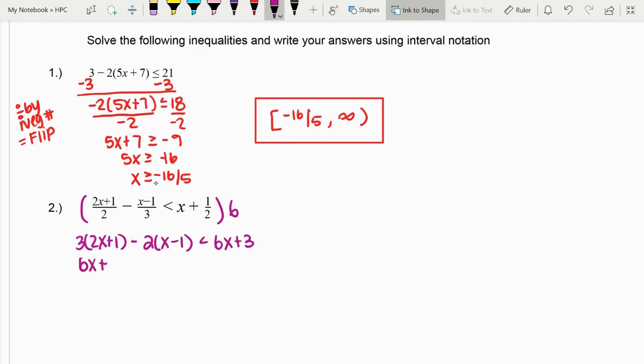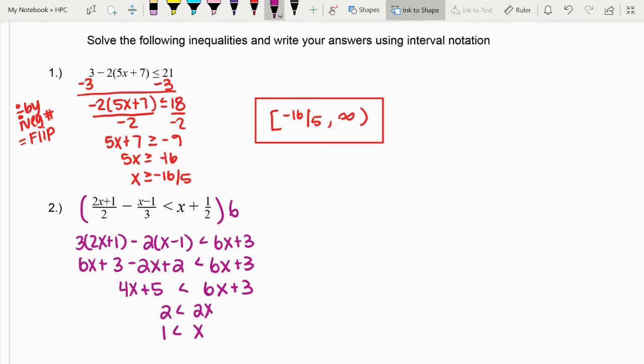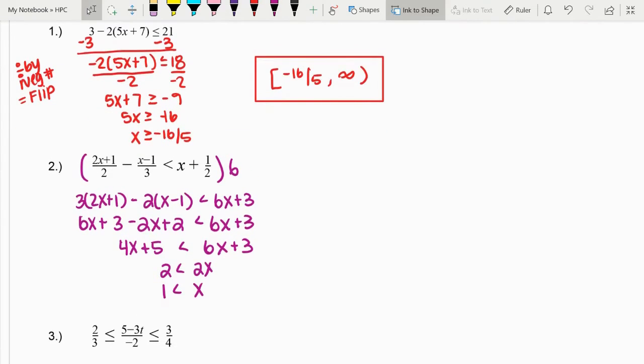So now I have 6x plus 3 minus 2x plus 2 is less than 6x plus 3. Okay, now I'm going to combine my like terms. So I have 4x plus 5 is less than 6x plus 3. Let's move our x's to one side, numbers to the other. So I'm going to have 2 is less than 2x, 1 is less than x. I like to always have my variable on the right-hand side, so I'm just going to rewrite this as x is greater than 1. So if I write that in interval notation, I'll have my soft bracket 1 to infinity.